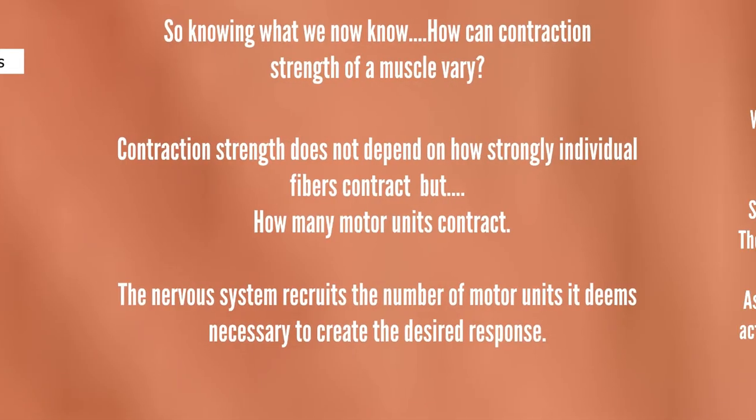So knowing what we know now, we can answer the question, how does the contraction strength of a muscle vary? And we know now that it doesn't depend on how strongly fibers contract, because fibers can only contract 100%. It's how many fibers or how many motor units are contracted during the movement. The nervous system will recruit selectively the number of motor units it deems necessary to create the desired response.